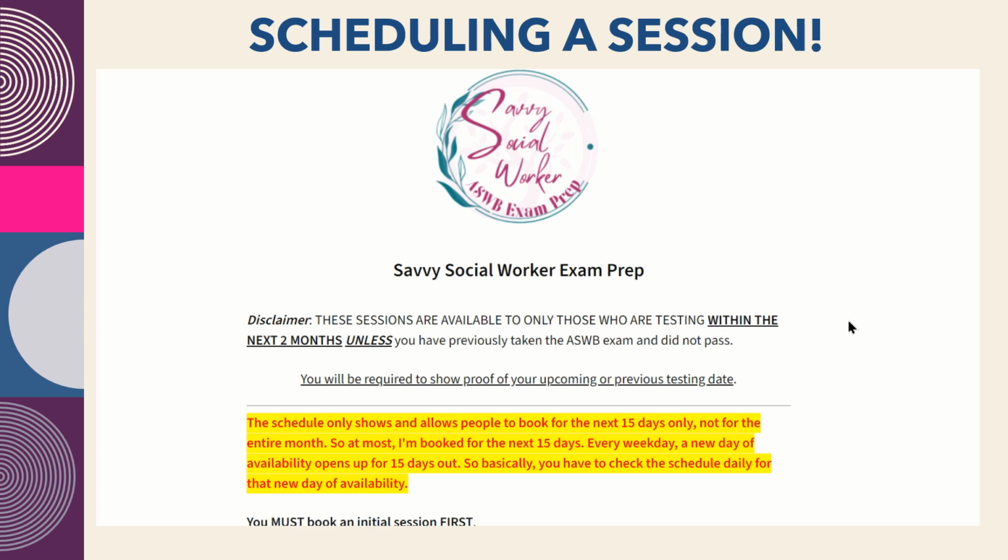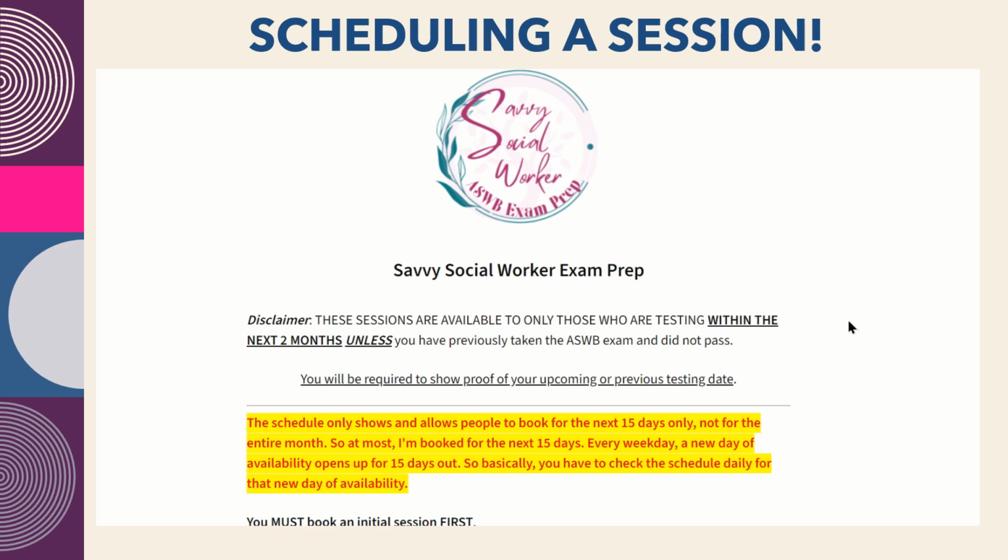Okay. So my usual days for doing sessions are Mondays, Tuesdays, and Wednesdays. So I am going to go into more detail in this video explaining to you how to book and how to look at the schedule, especially when it appears that I do not have any availability. But the first thing you have to understand is that it's only going to show you for the next 15 days. So today is the 3rd.